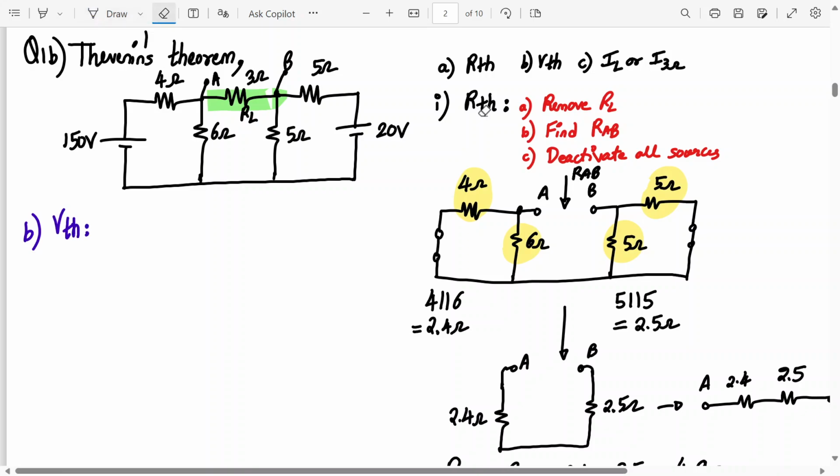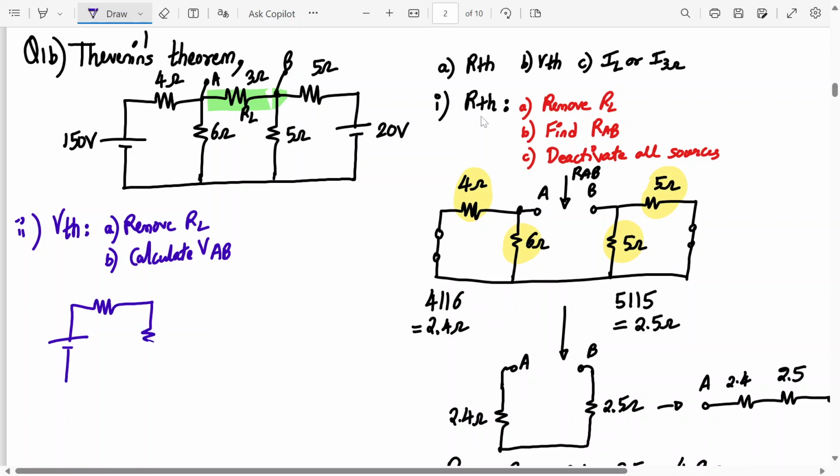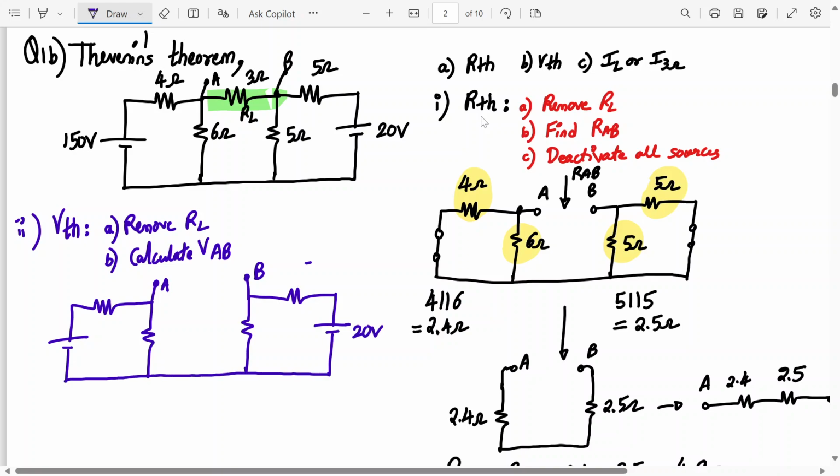We remove RL and calculate open circuit voltage between A and B, right? Calculate VAB. Yes or no? So let's draw the circuit again, as it is, only keep A and B open. So this is A, this is B, open circuit. Rest everything you draw as it is. This is 20 volt, 5 ohm, 5 ohm, 6 ohm, 4 ohm, 150 volt.